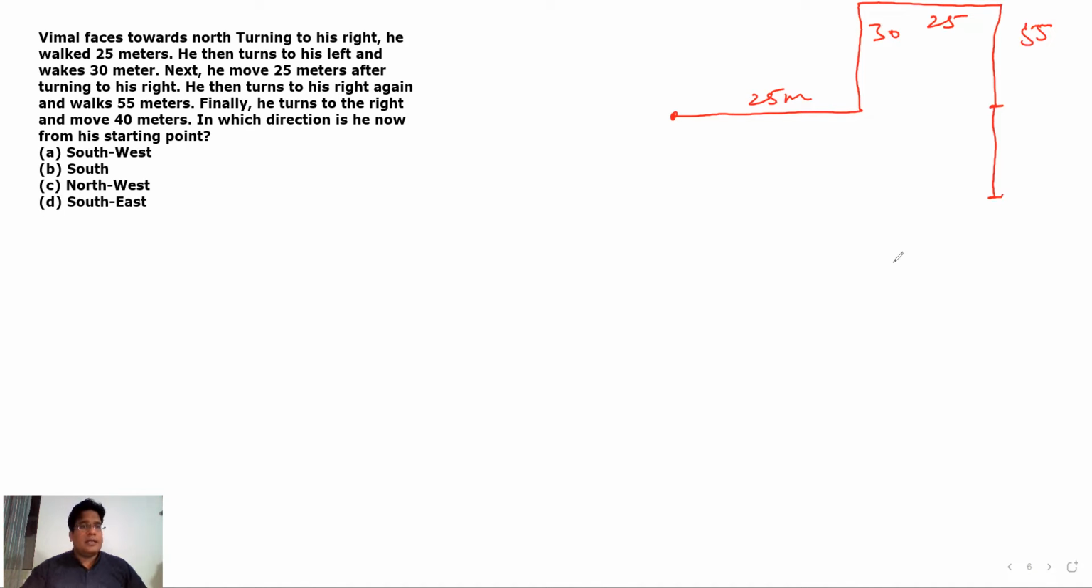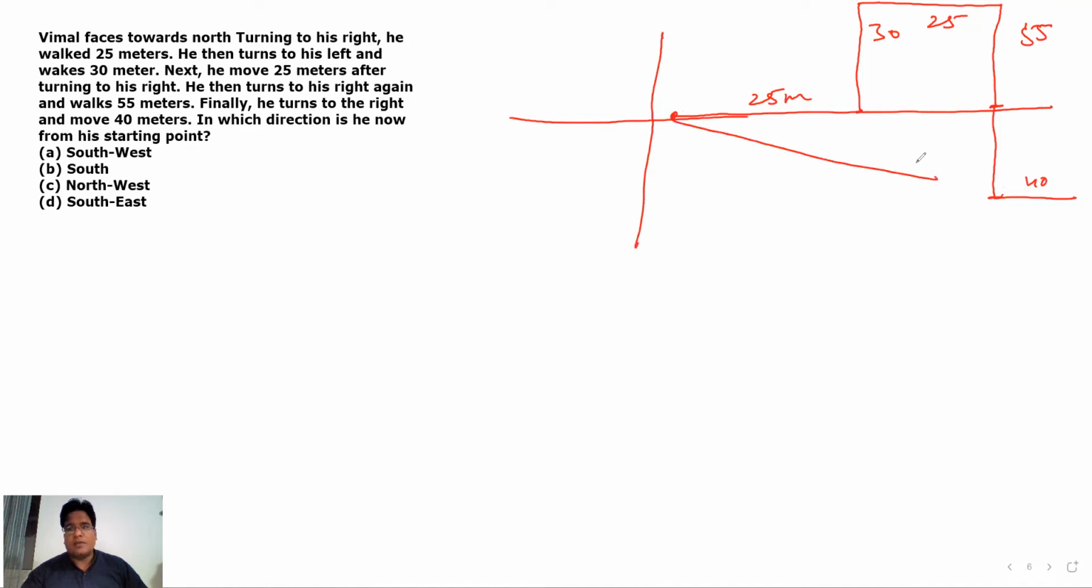He turns to right and moves 40 meters. Suppose, sorry, I don't have space here. The 40 meters is supposed to be like that. In which direction is he now from his starting point? So you can draw this graph completely like this. Now you can see in which direction he is. East and south. The direction between east and south is known as southeast. The answer is D. Clear? Is it clear to all?